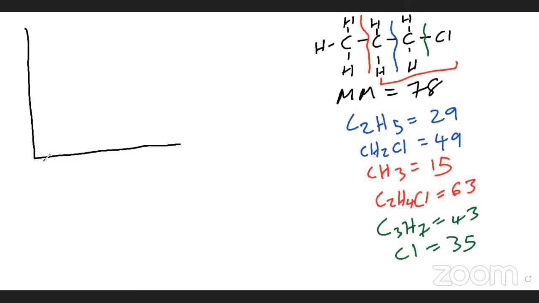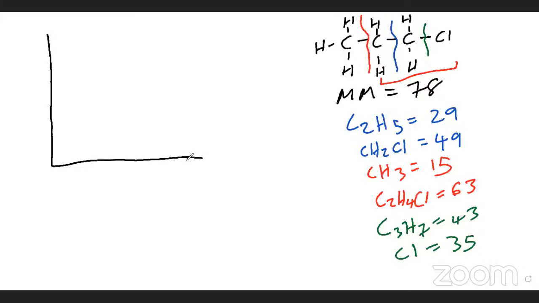All right. Let's put these now on our chart. The chlorine would be a fragment by itself. I have a fragment for 15, so let's put that on. I have a next one for 29. Let us say 43 is the most stable one, so let's make that the tallest peak. I have a next one for 49. Also, I have one for 63.